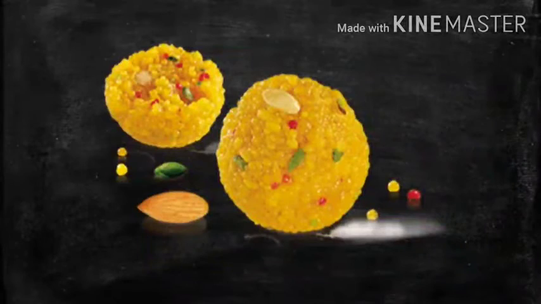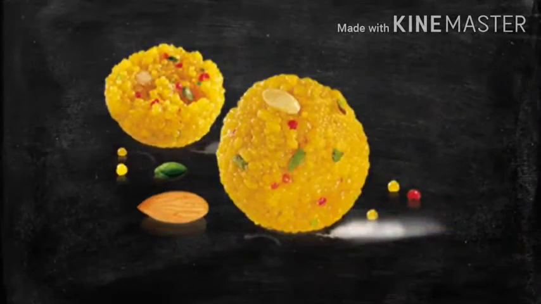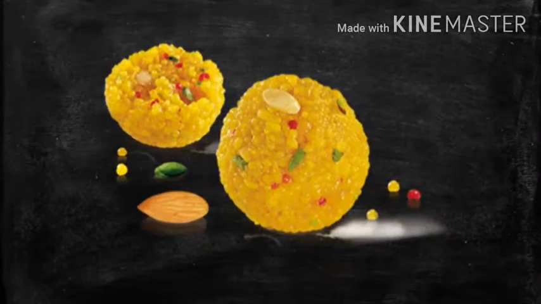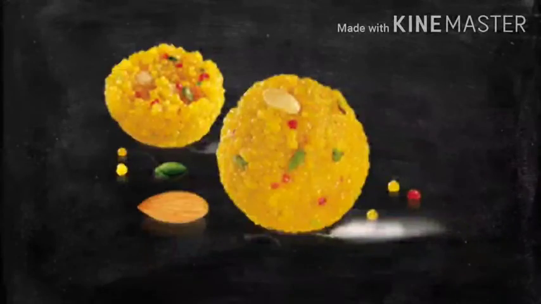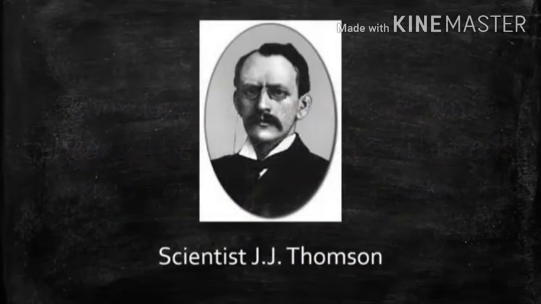See, we can consider an example of a bundi laddu. Press both these spheres with your palm. What did you find? Come on, tell me. A bundi laddu is found to have an internal structure. It is formed by sticking smaller particles, the bundis, to each other. However, the solid ball, broadly speaking, does not have any internal structure. The atom described by Dalton turns out to be hard. According to Dalton's atomic theory, the mass is distributed uniformly in an atom.